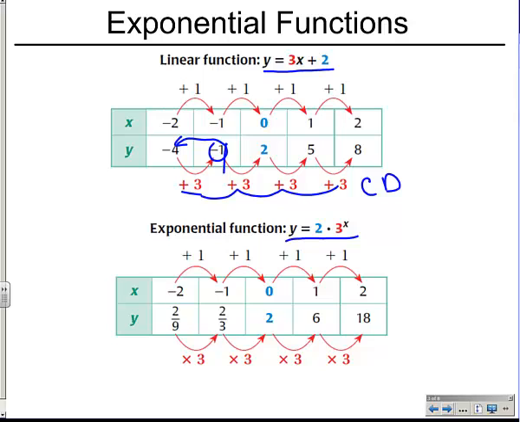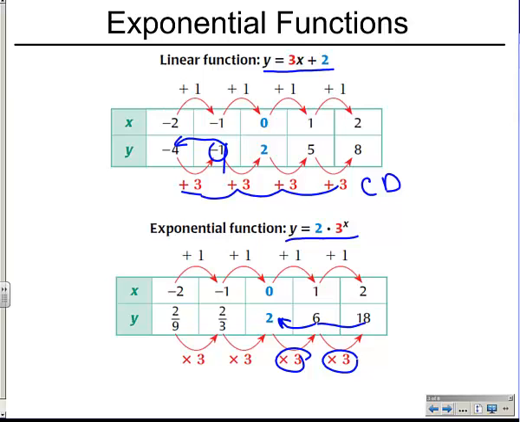However, if we take each number, let's say the 6, and divide it by 2, we get a times 3, and the 18 divided by 6, we get a times 3. So we don't have a common difference, but we have a common quotient. So we're multiplying each time by 3 to get bigger in this problem.